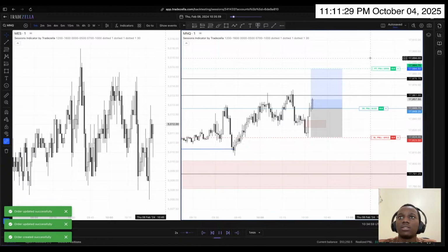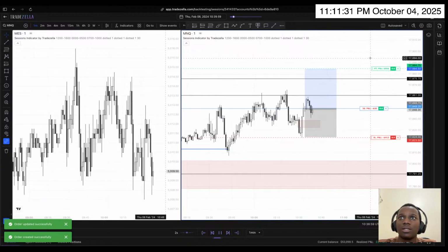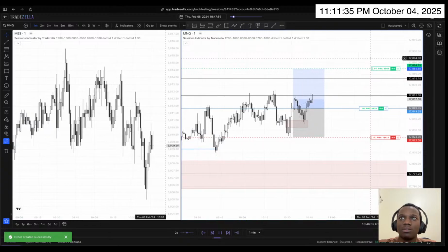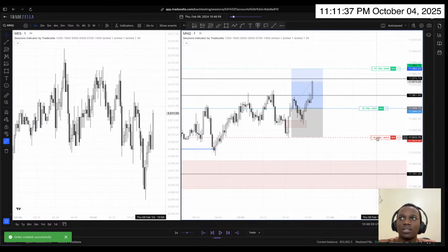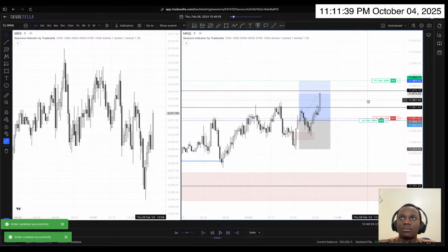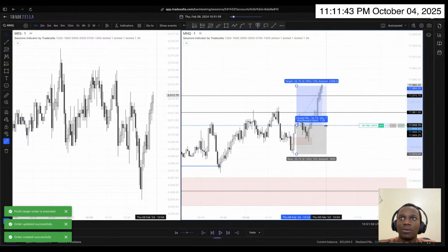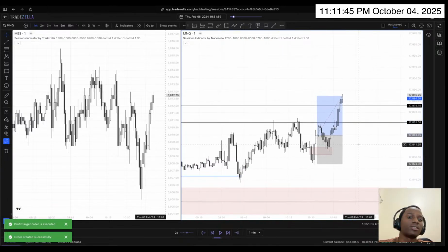Alright, let's see if this delivers though. If we take out the high, then I could move to break even. Otherwise, we're gonna get stopped out or get profit. Boom, break even. And secure 1.35 hour there.